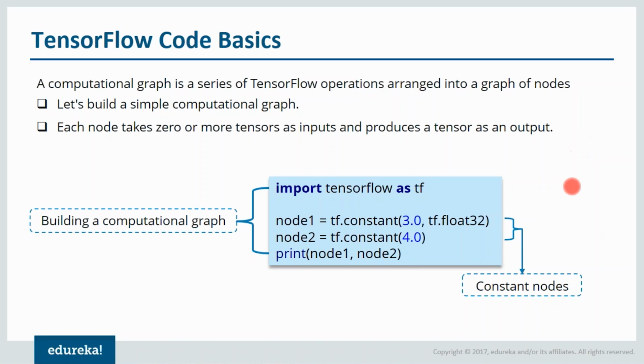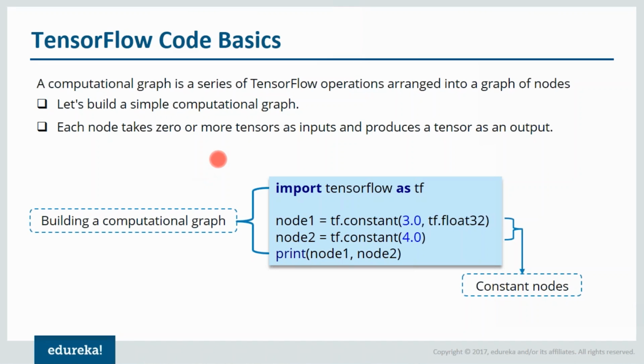Now let me explain it to you with the code that is there in front of your screen. The first thing you do is import the TensorFlow library. Then you define two nodes, and these nodes are constants. We'll call the function tf.constant and provide a value that is 3, and it is nothing but a 32-bit float number. Similarly, we define one more constant node, which contains the value 4. So these are your constant nodes. This is basically what a computational graph is.